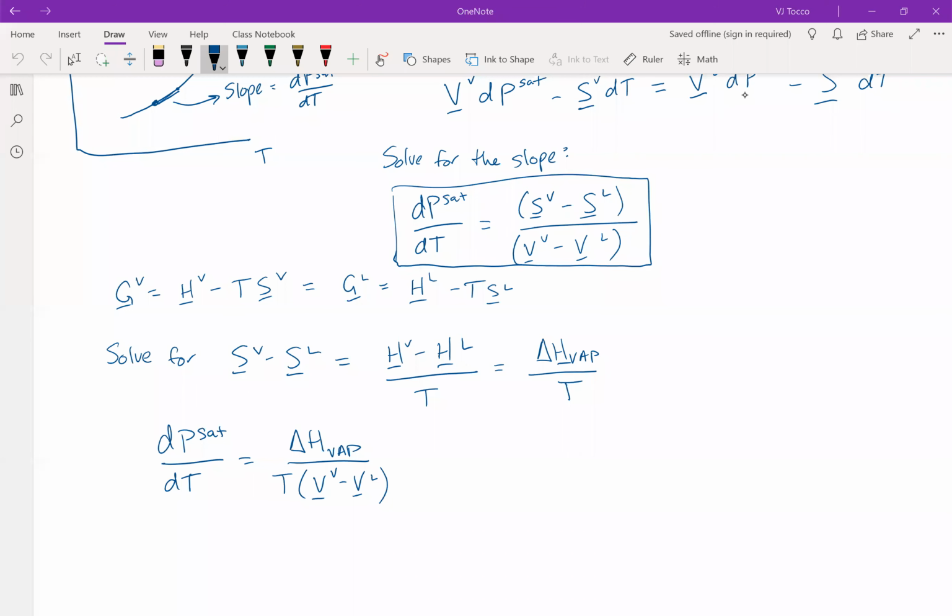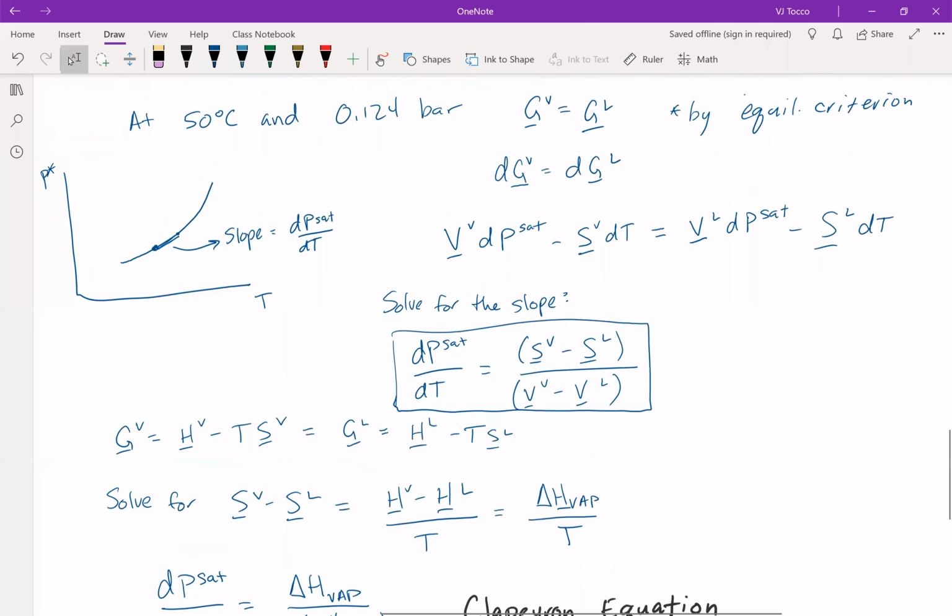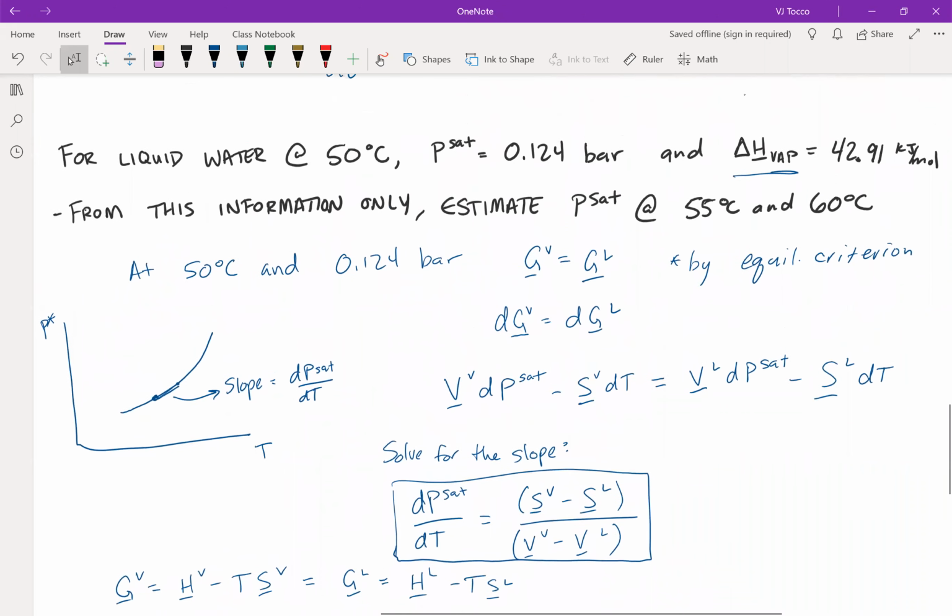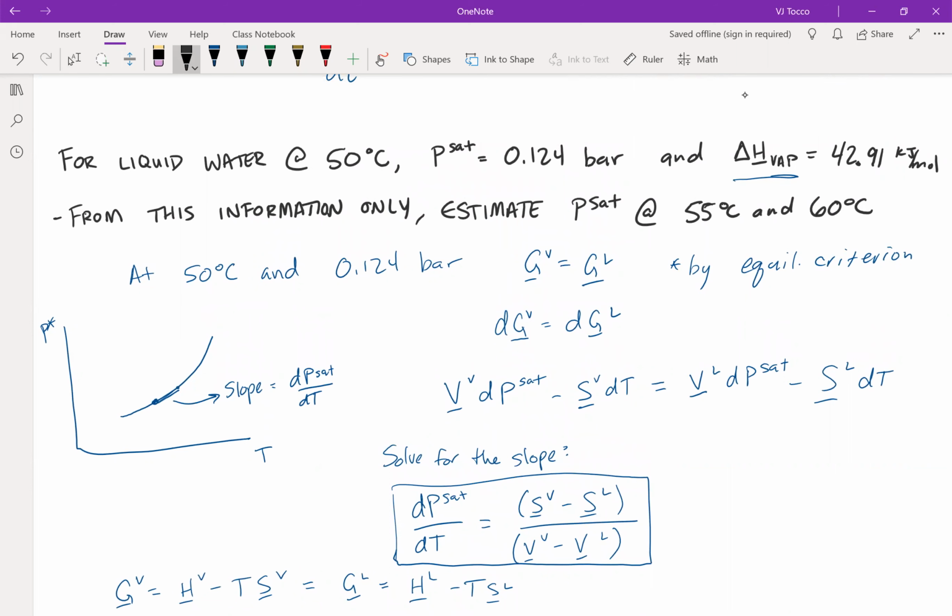So this guy should look familiar to you, hopefully. This is something that I introduced in MEB. Remember, this is called the Clapeyron equation. And it looks like something that could be potentially useful to solving this problem and figuring out what the saturation pressure for these different temperatures is.